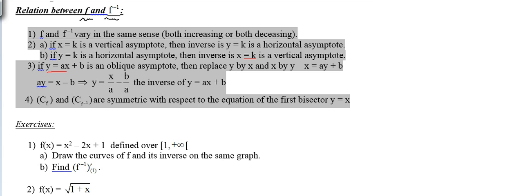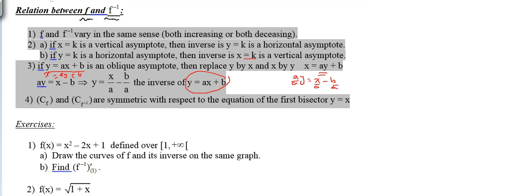If y equal ax plus b is an oblique asymptote, then we replace x by y and y by x. Then we will have x equal ay plus b. Now go and find y. So ay equal x minus b, divided by a, we will get y equal x over a minus b over a. It's the inverse of y equal ax plus b.